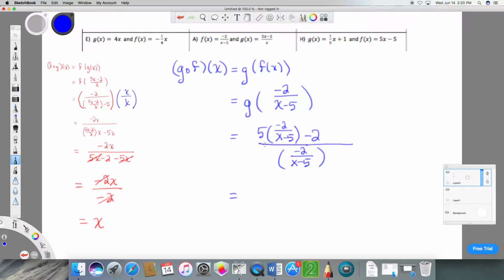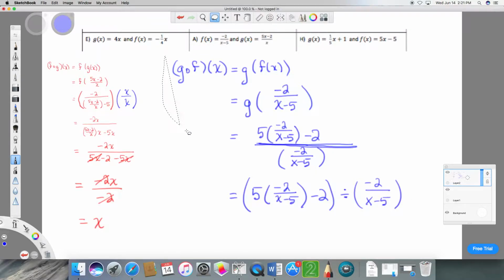So we can rewrite this division, this complex fraction. We can rewrite this fraction bar as a division symbol. So in the numerator, we have 5 times negative 2 over x minus 5 minus 2. That's my numerator, and that is being divided by this denominator of negative 2 over x minus 5. And if I change this division to multiplication, then I have to take the reciprocal of that divisor.